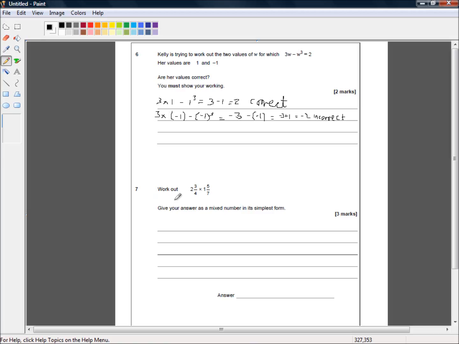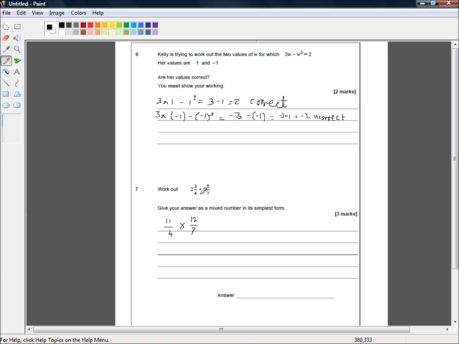Picking up in question 7, work out 2 3/4 times 1 5/7. Give your answer as a mixed number in its simplest form. This is worth 3 marks, so we need to really show our working out. First thing we need to do is convert these to improper fractions. 2 times 4 is 8, plus 3 is 11. So this is 11 over 4 times 1 times 7 is 7, plus 5 is 12. So that's 12 over 7.